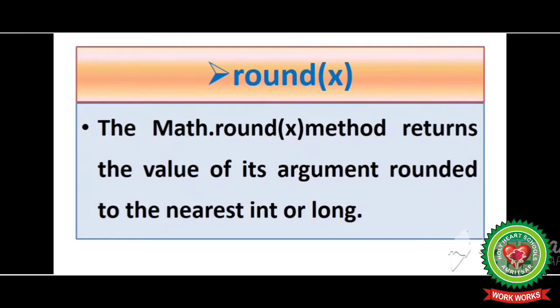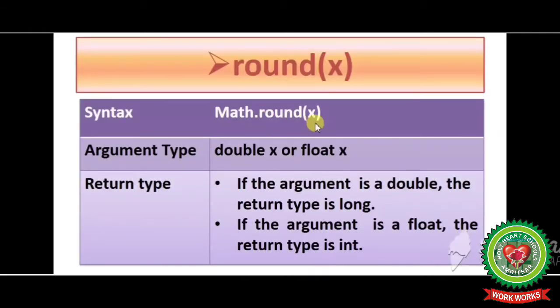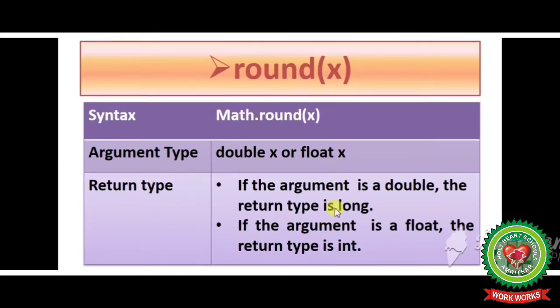See the syntax: Math.round(x). Argument type can be double or float. See the return type. If the argument is a double, that is 64 bits, the return type is long, that is also 64 bits, and if the argument is a float, the return type is int.